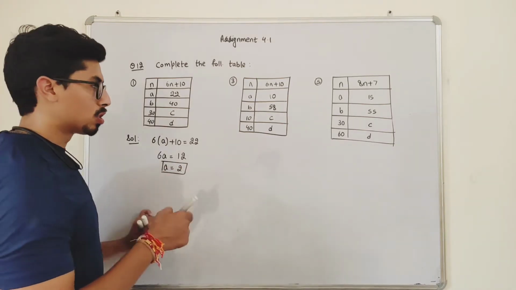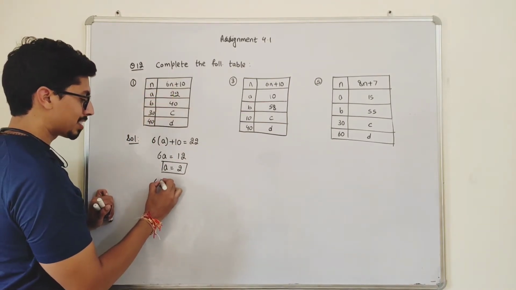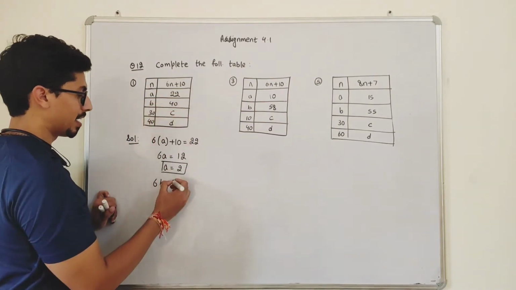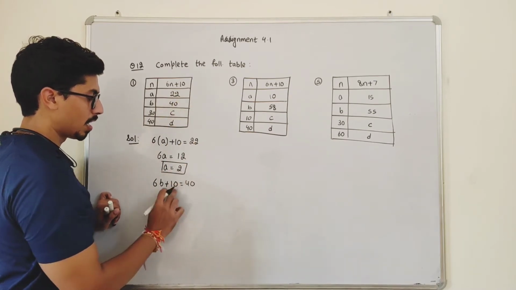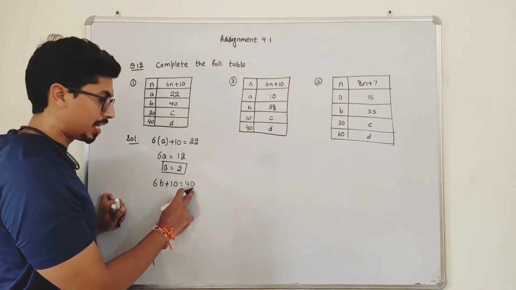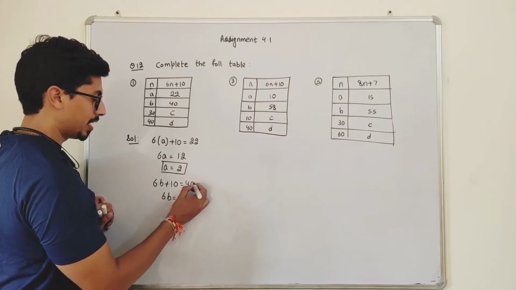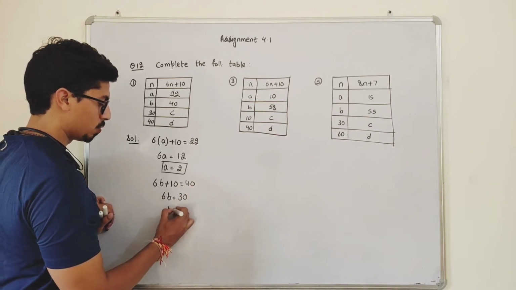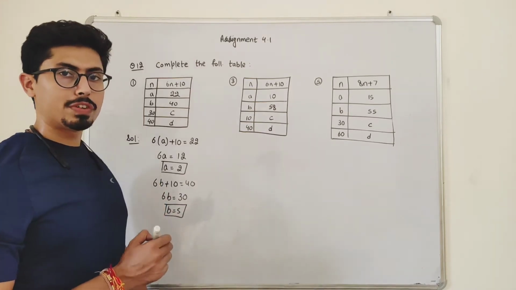Now similarly, students, if I take b in place of n, it will be 6b plus 10, and that is equal to 40 now. 10 is in addition and when it goes here, it will be subtraction, so 40 minus 10 will be 30. So 6b is equal to 30. So b is equal to 5.